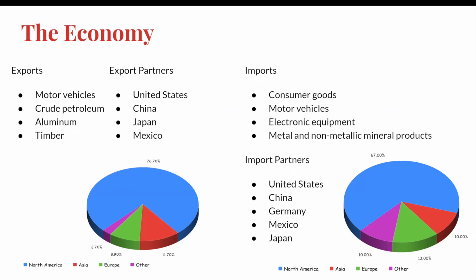Some of the primary export goods of Canada include motor vehicles and their parts, crude petroleum, aluminum, and timber. The main export partners include the United States, China, Japan, and Mexico. Some of Canada's imports include consumer goods, motor vehicles, electronic equipment, and metal and non-metallic mineral products. Canada's major import partners are the United States, China, Germany, Mexico, and Japan.